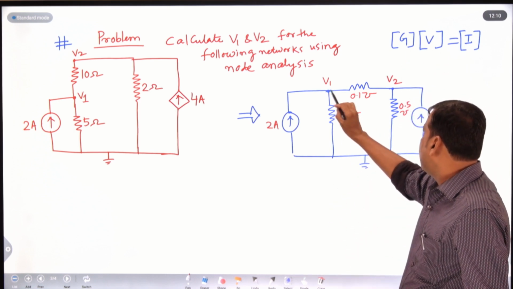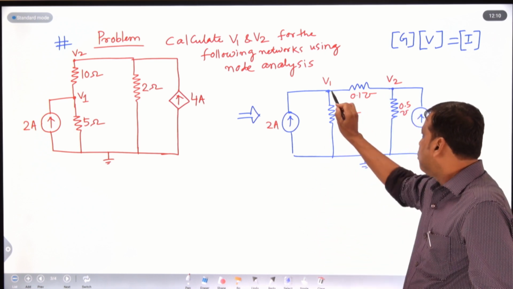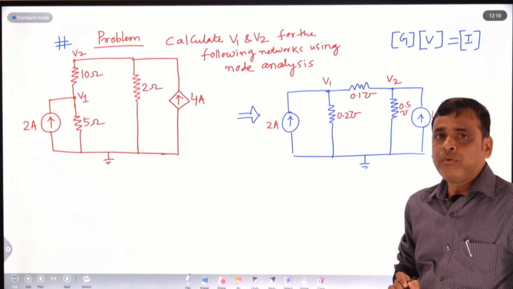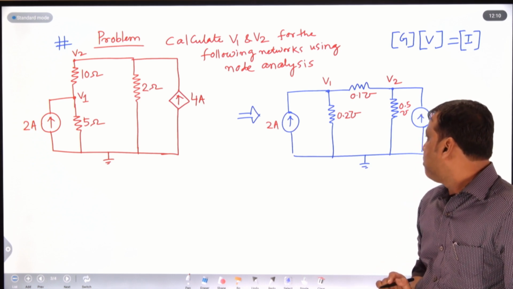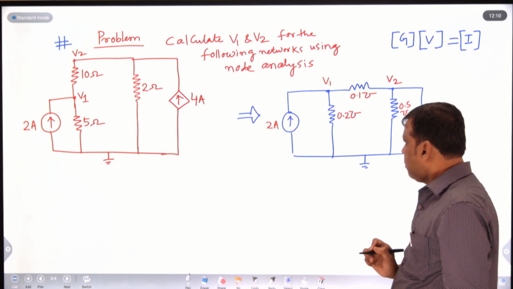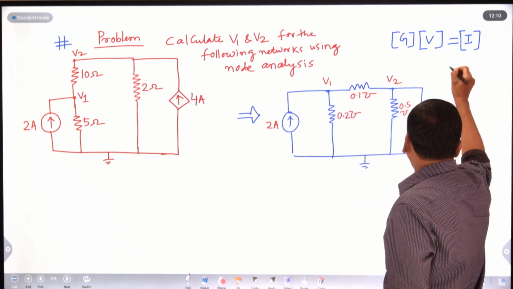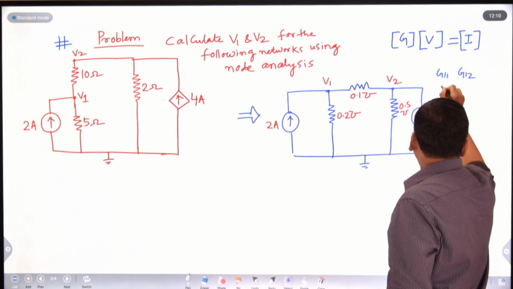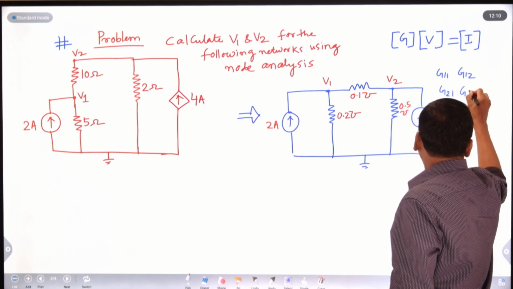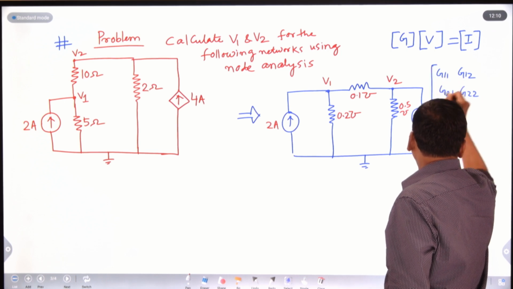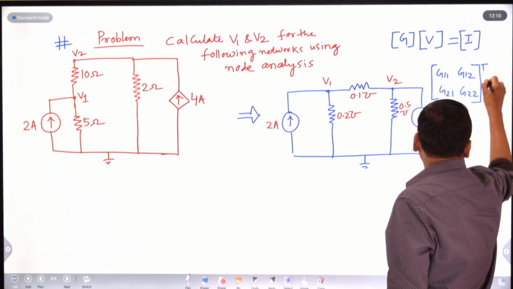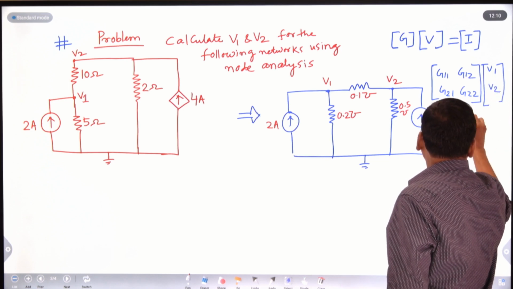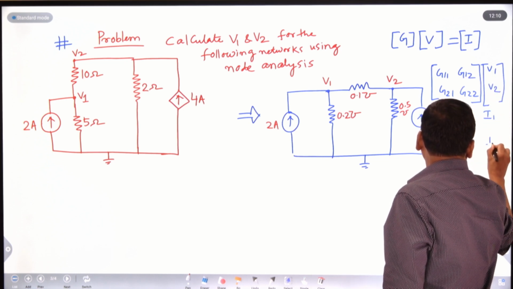Here we will find two node voltages V1 and V2. If there are two nodes, there is a 2 by 2 conductance matrix and two unknown voltages V1 and V2, and we have to find out the values of V1 and V2. Already I told you that G means G11, G12, G21 and G22. This is your conductance matrix. Then the voltage matrix, the two node voltages V1 and V2, and the currents I1 and I2, the net currents.